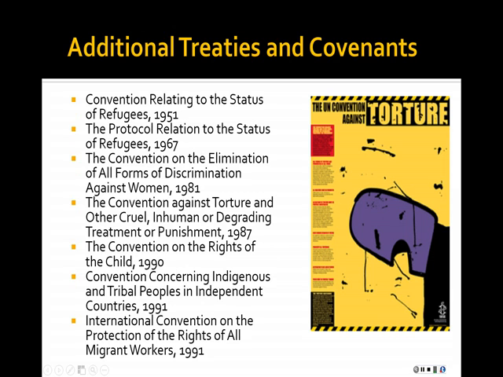But we can also see that there are a lot of other treaties and covenants. So there's covenants dealing with refugees in 51 and 67. There is the Convention on the Elimination of All Forms of Discrimination Against Women. This is called CEDAW in 1981. There's a Convention Against Torture and Other Types of Cruel and degrading punishment in 1987. The Convention on the Rights of the Child in 1990. Again, the United States is not a party to that convention. There's a convention dealing with indigenous peoples in 1991 and migrant workers in 1991.